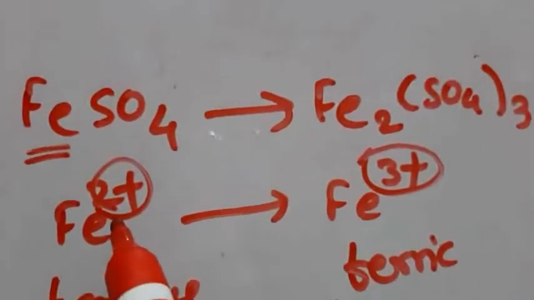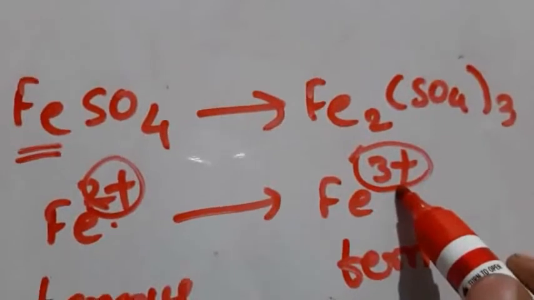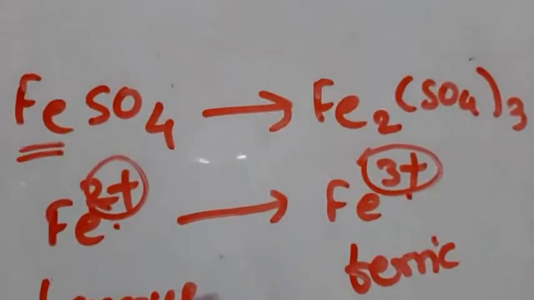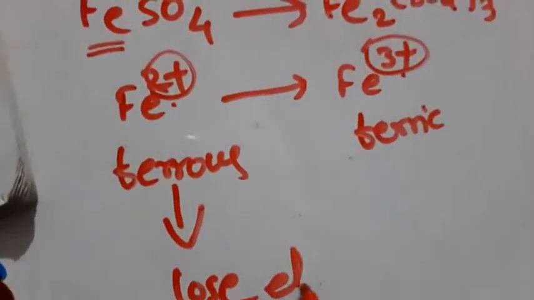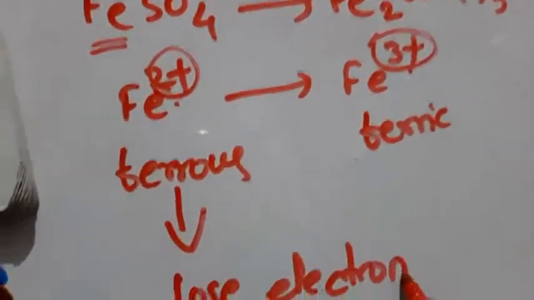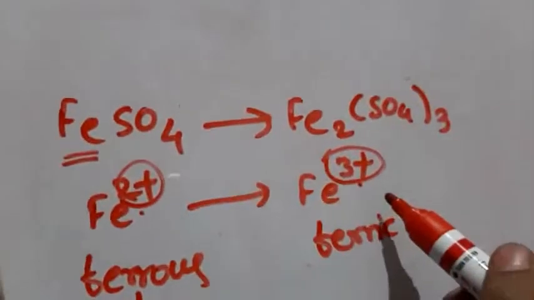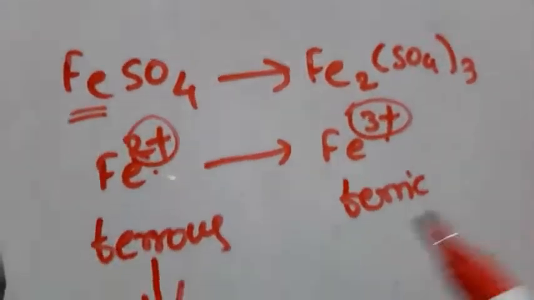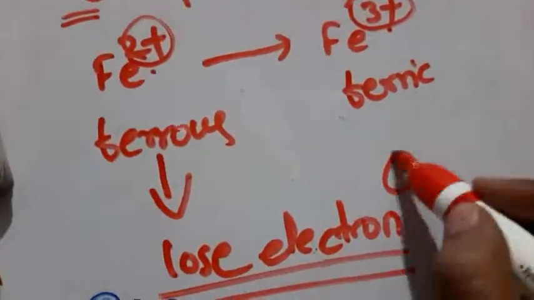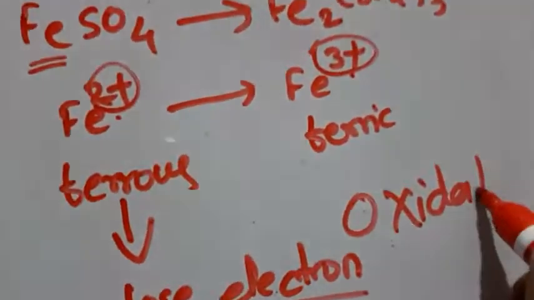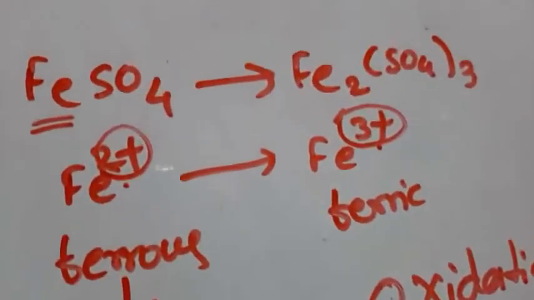The charges are increased from +2 to +3. It means here this iron has lost electrons, or lost negative charge. That's why this positive charge is increased. And we know that where there is loss of electrons, that reaction will be oxidation. So the answer for this is oxidation.